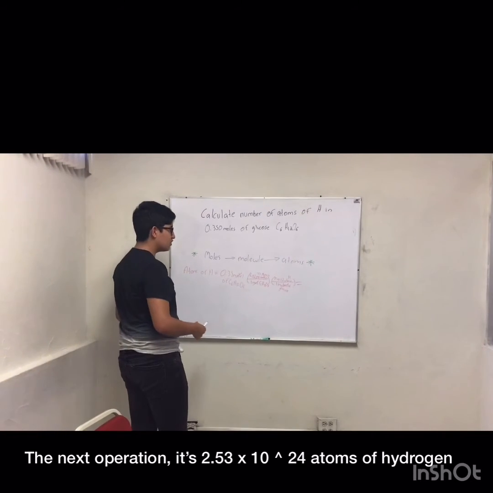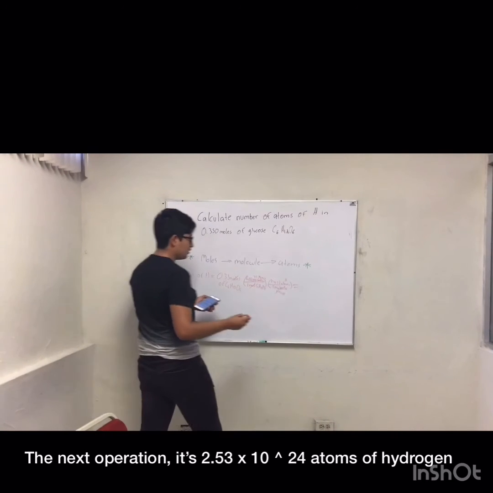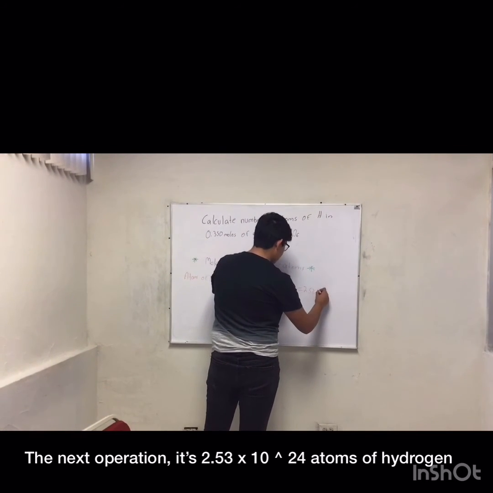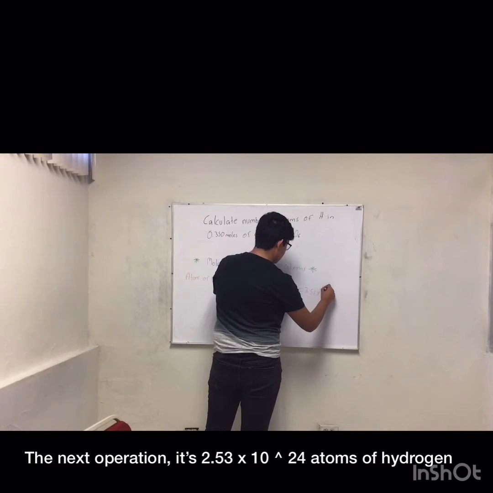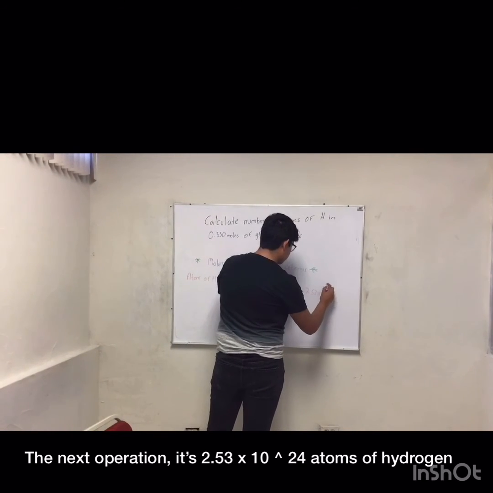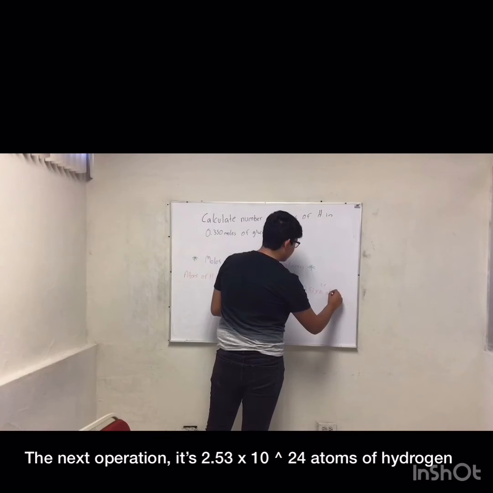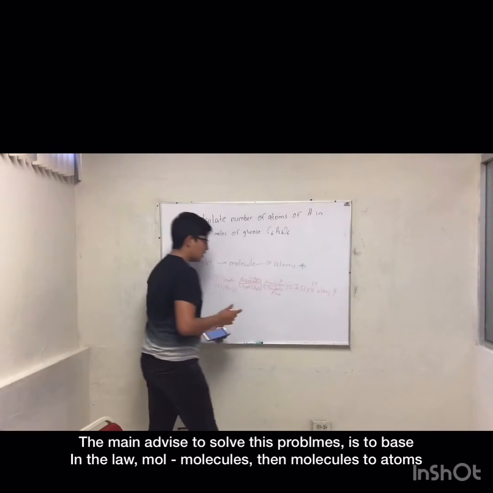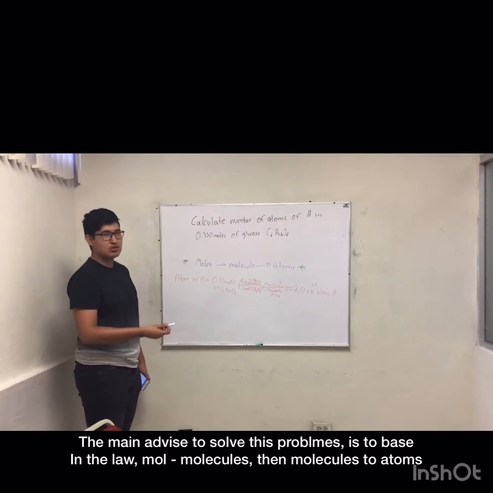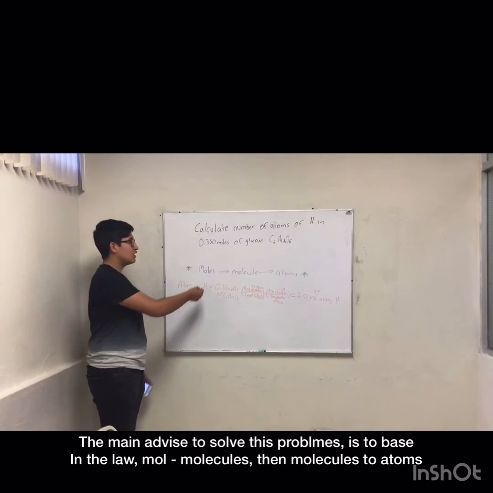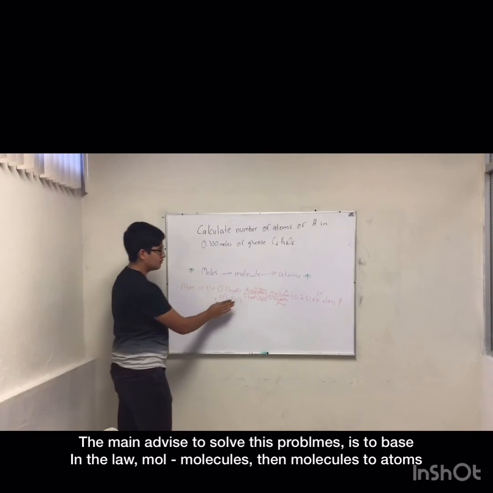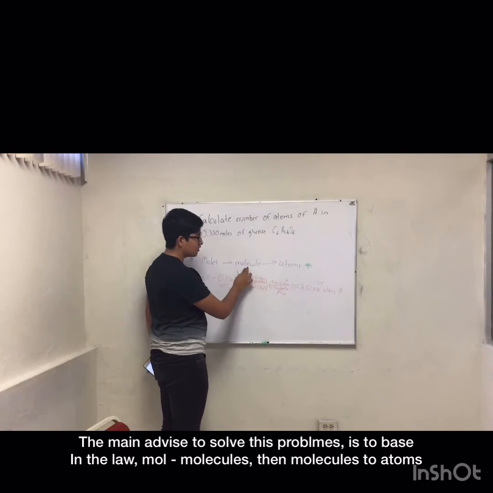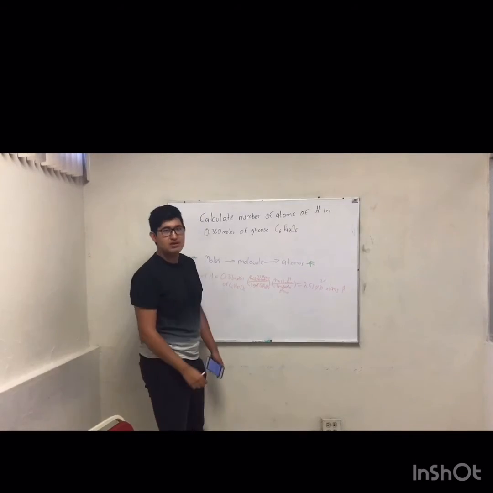The next operation is 2.53 times 10 to the 24 atoms of hydrogen. Well, the main advice to solve these problems is to base on the law: moles, molecules, then molecules to atoms.